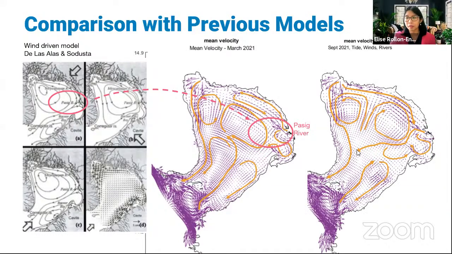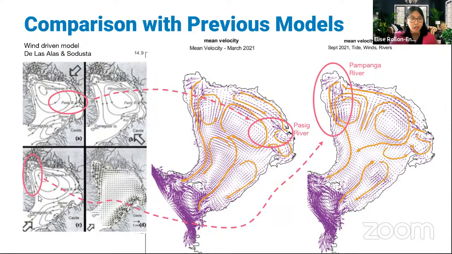This is because of the volumetric flow of Pasig River pushing the water there. For the September model, the major difference is in Pampanga, in which the wind-driven model says that it should be going up to Pampanga, while our model shows that the water is going from Pampanga River going south. And this is because of the contribution of the large volumetric flow rate of Pampanga River pushing the water southwards towards going out of the bay.